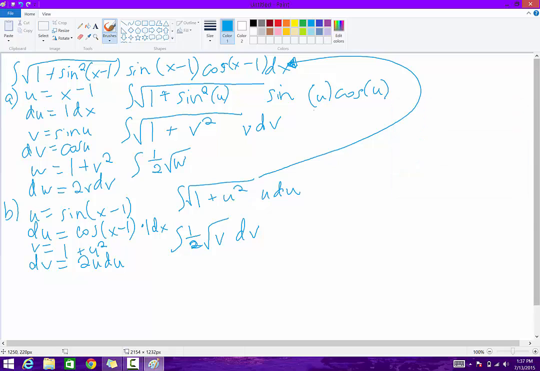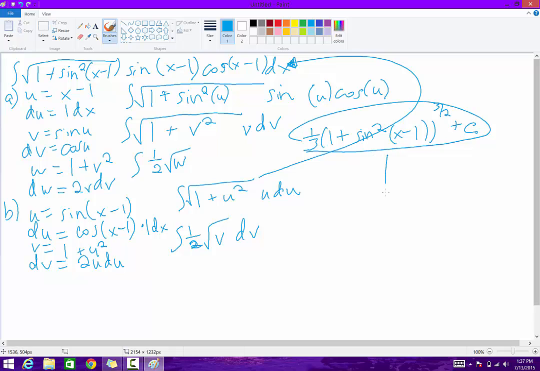So for part A, if we go back up here, we would evaluate the beginning integral as 1/3 times (1 plus sine squared of (x minus 1)) to the 3/2, plus C. And we get that from using all of the substitutions. For part B, we would also get the same answer using the substitutions given.